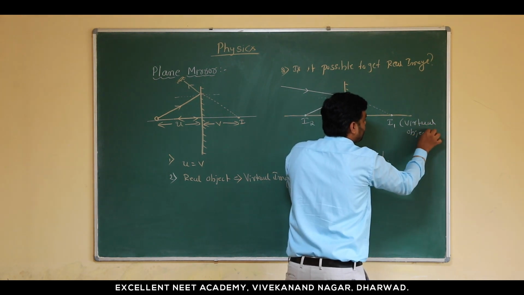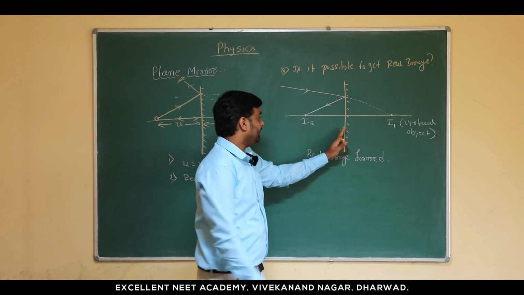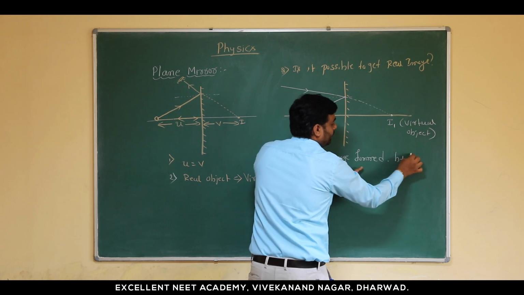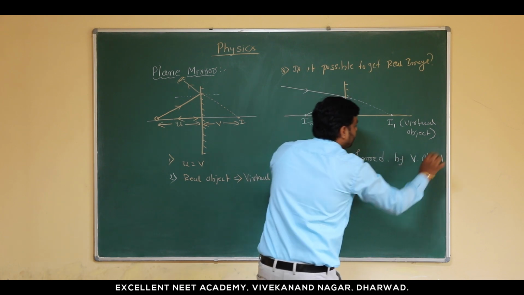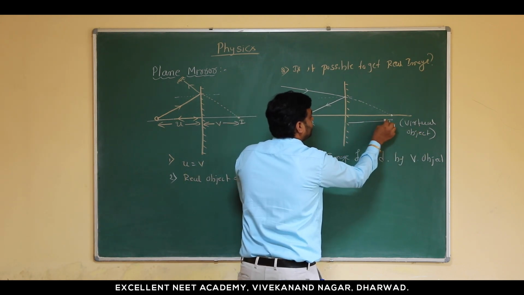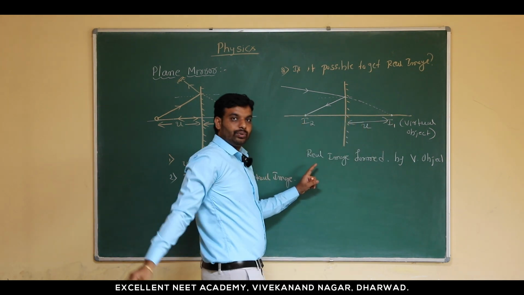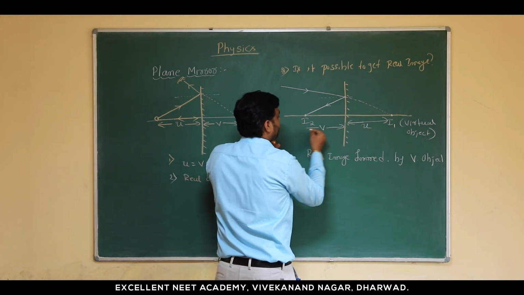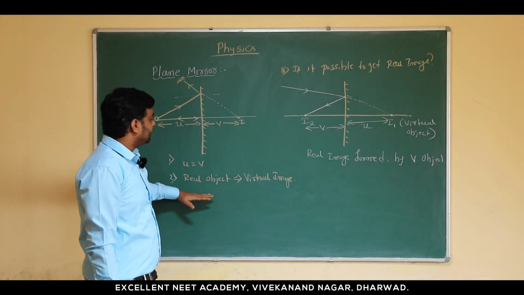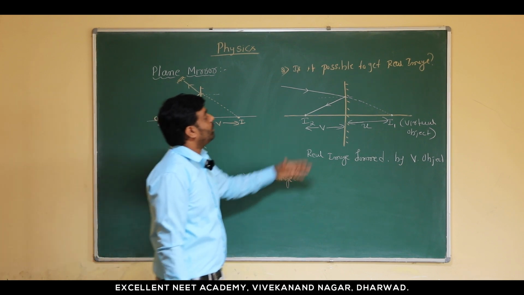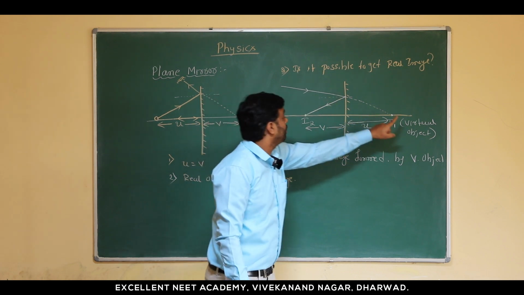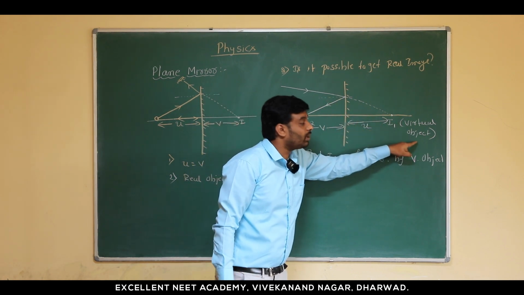Right? Here a real image is formed by a virtual object, is it right? Then this distance, since this is a virtual object, is taken to be the object distance u, and the image distance is v. This is a very important concept, because we know all these things about the usual properties, but we don't know about these properties. So a plane mirror also produces a real image from a virtual object.